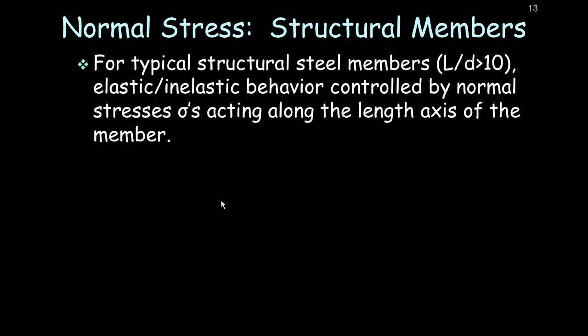Now we're talking about normal stresses. It's important to note that for most structural steel members, when the length to depth ratio exceeds 10, which is almost always the case, the elastic and inelastic behavior is controlled by normal stresses, and these normal stresses are acting in the same direction, parallel to the length axis of the member. So in most cases, the shear stresses are not impacting the material response of the member.